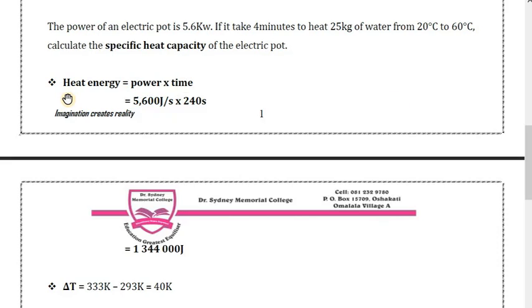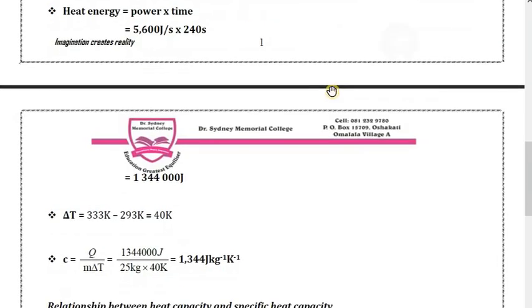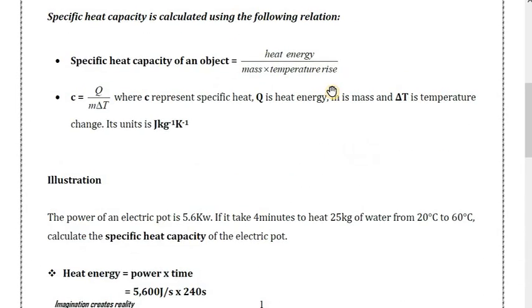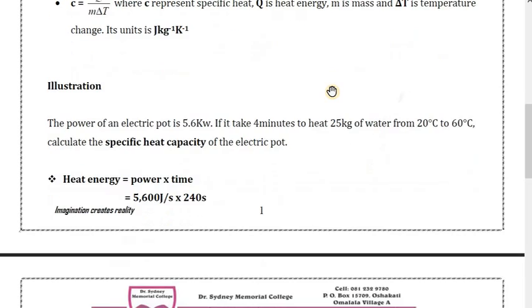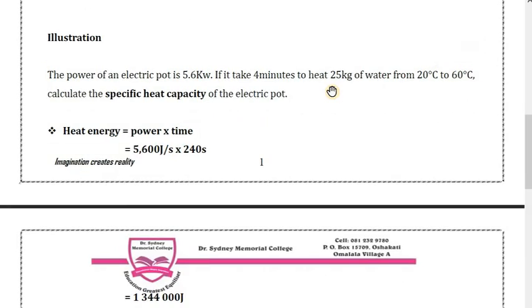Now, you can read the question. It says, if it takes 4 minutes to heat 25 kgs of water from 20 degrees Celsius to 60 degrees Celsius, calculate the specific heat capacity of the electric pot. So when you are given a word question like this, you can see the numbers. You can multiply, you can divide. But what you need to know is, how exactly am I going to use this 5.6 kilowatts in this equation where specific heat capacity equals energy over mass multiplied by temperature rise.